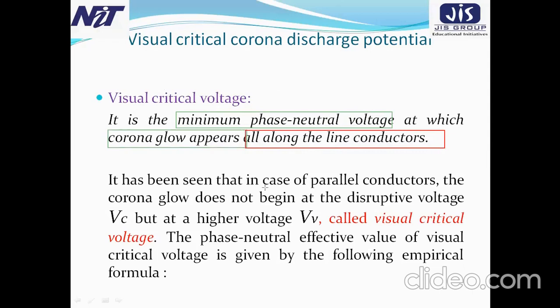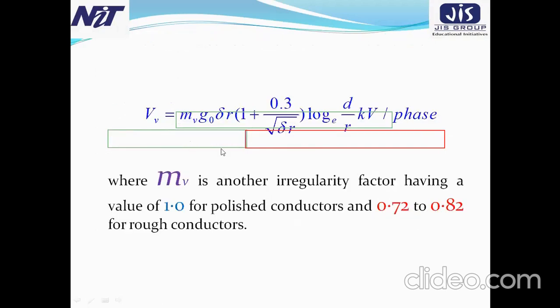Now, let's talk about this visual critical voltage. It has been seen that in case of parallel conductors, the corona glow does not begin at the disruptive voltage Vc, but at a higher voltage Vv, called visual critical voltage. The phase neutral effective value of visual critical voltage is given by the following empirical formula. So what is the formula? Let's talk about the formula.